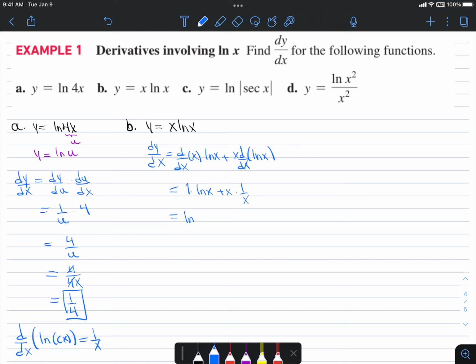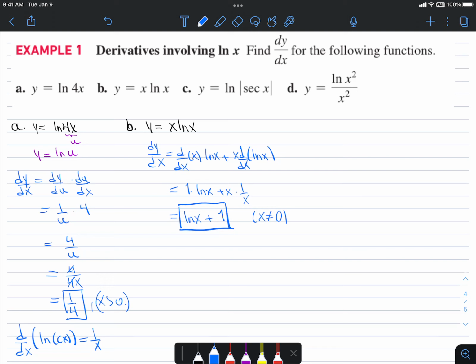So that's ln x plus x over x, which is just 1 as long as x is different than 0. So just write that as a note right here, that x needs to be positive as a note as well. And that is the answer for our problem.